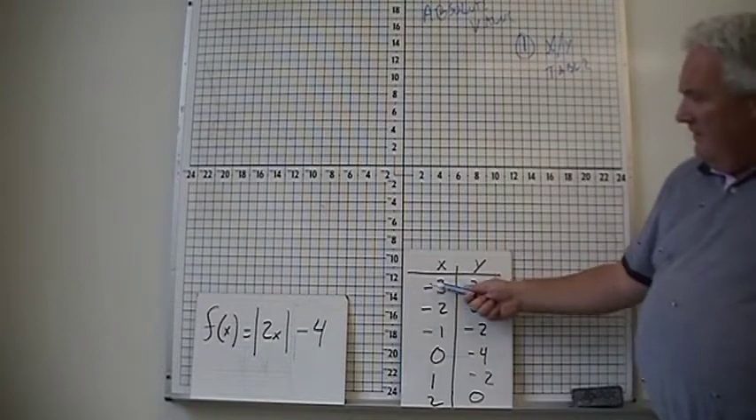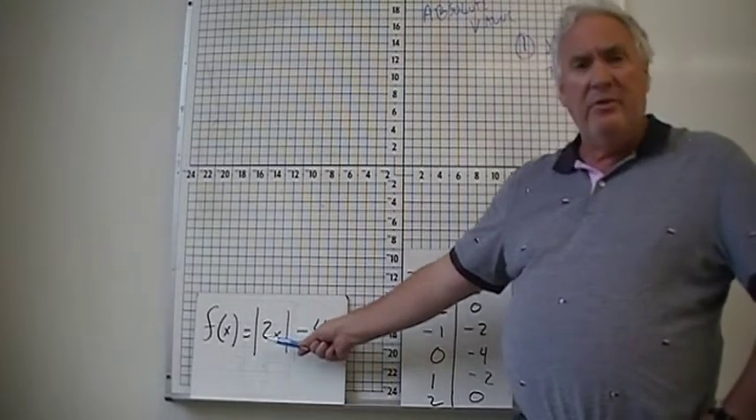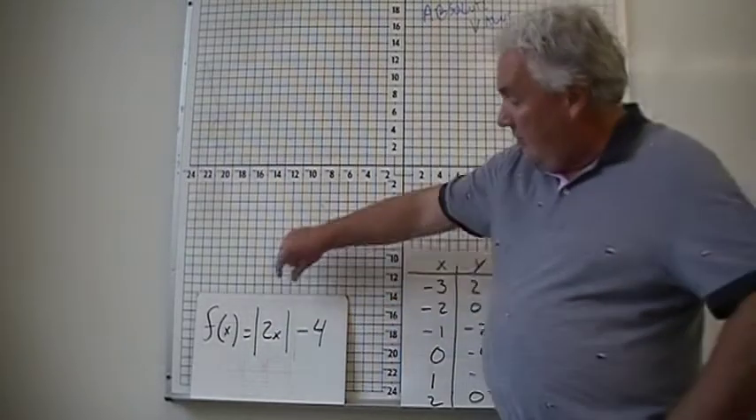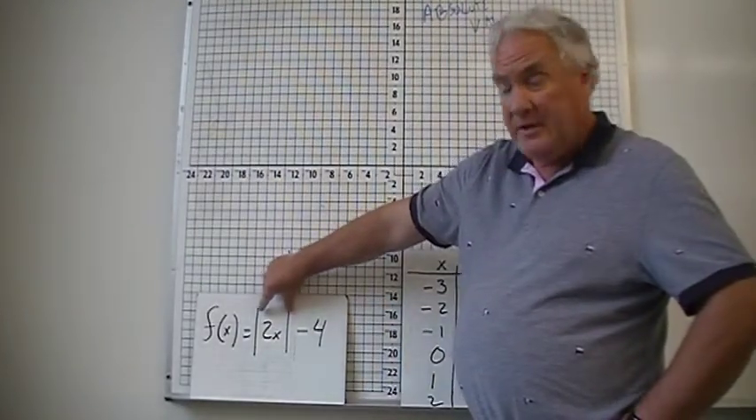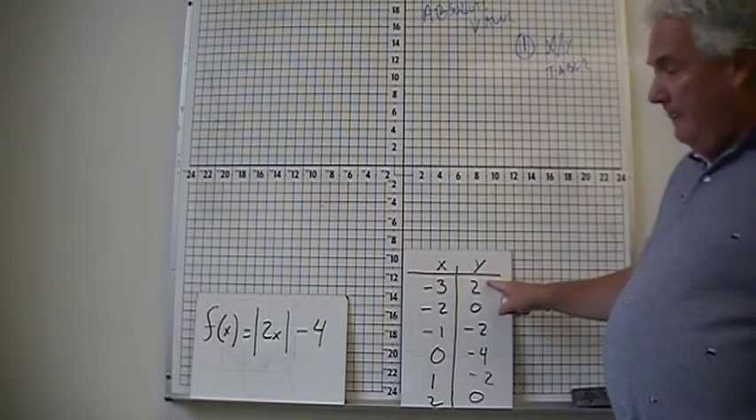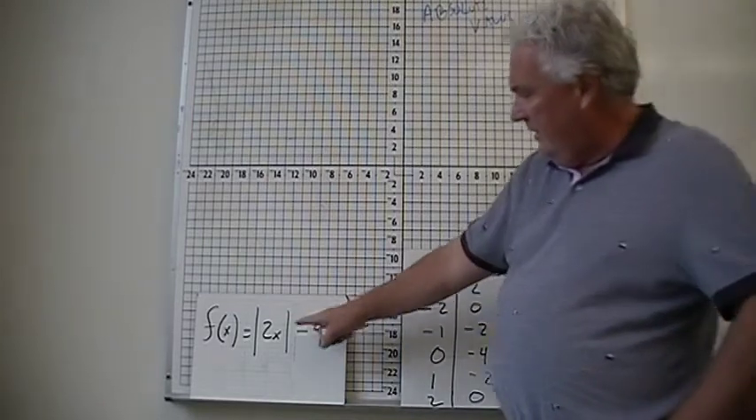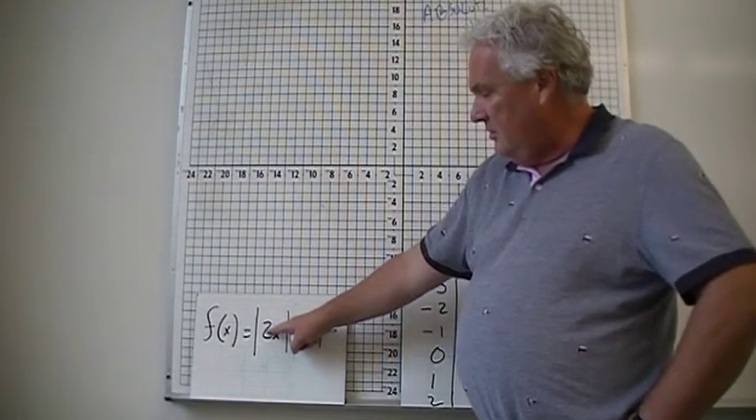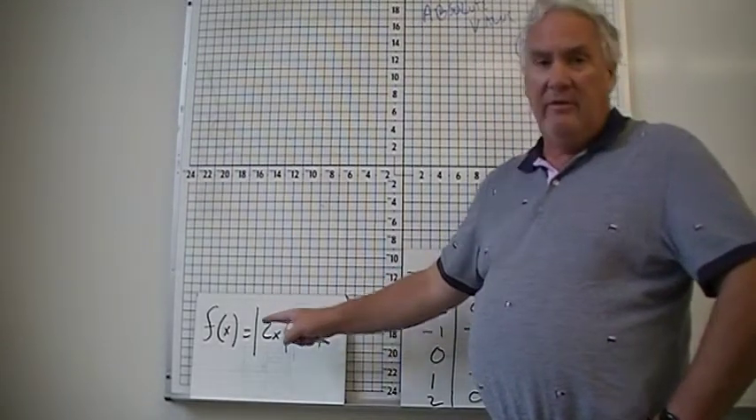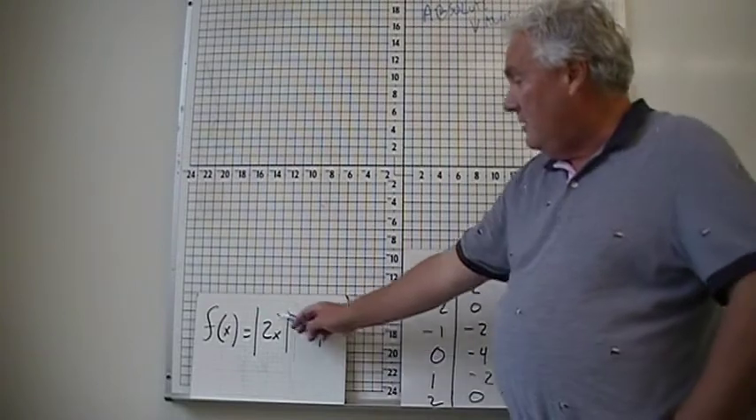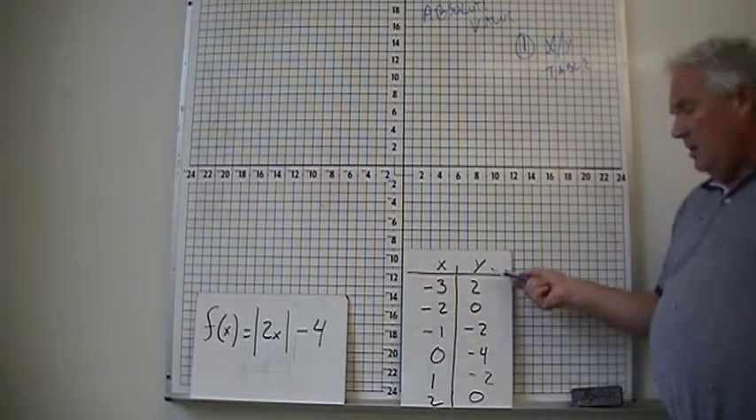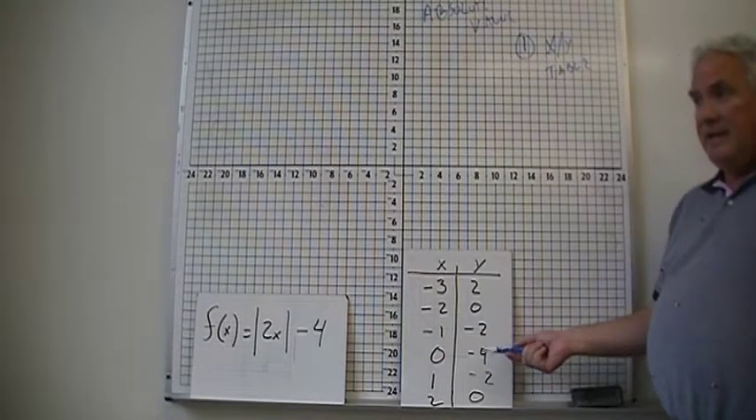If x is negative 3, put that into the equation. 2 times negative 3 is negative 6. But we're taking the absolute value of negative 6, so it's 6. 6 minus 4 is 2. Next, 2 times negative 2 is negative 4. The absolute value of negative 4 is positive 4. So positive 4 minus 4 is 0. So here would be an xy table that you're making.